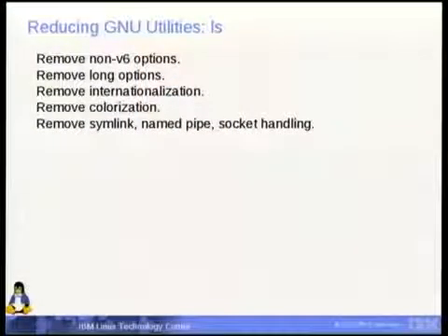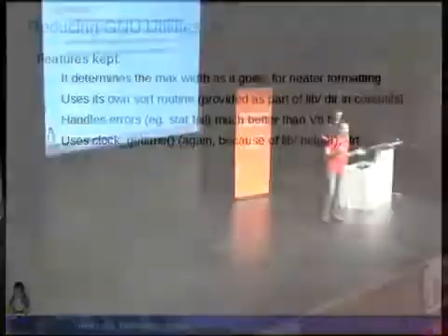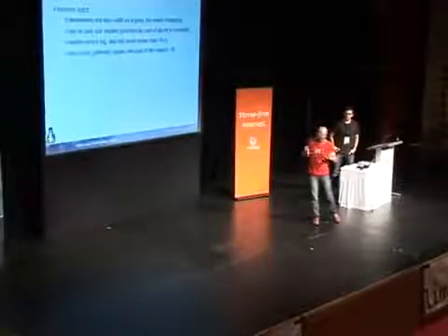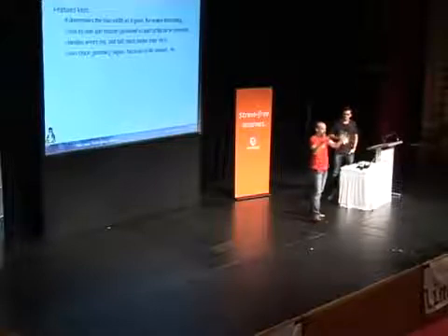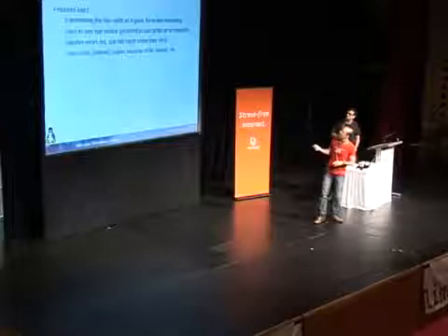LS was a bit harder. We remove all the non-v6 options, we remove all the long options, we remove colorization, internationalization, symlink, socket handling, blah, blah, blah, blah. I kept that as it goes through the listing, it figures out what width all the columns should be. Now I kept that because it is a consequence of the fact that our systems are so large that we need to do that. It used to be that one of the columns could be a bit distorted because you could have a long size in there that was a bit bigger than the average. But now it could be a multi-terabyte file and everything will really be distorted. So I left that logic in there.